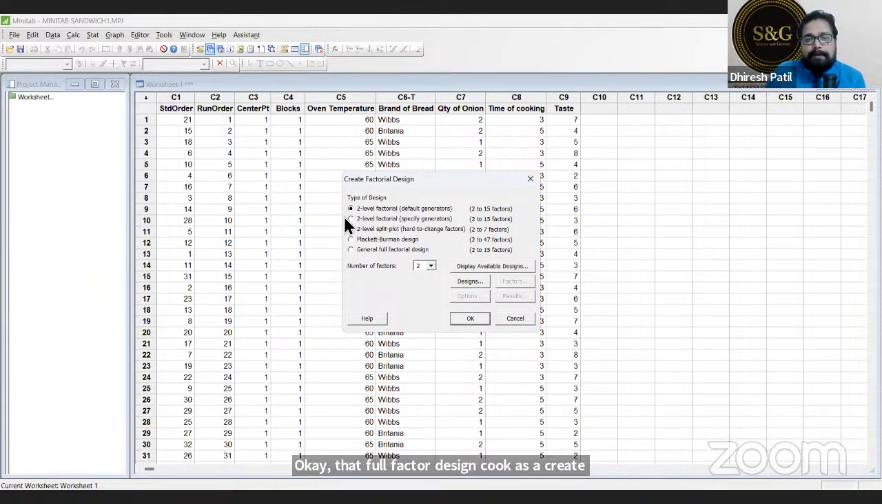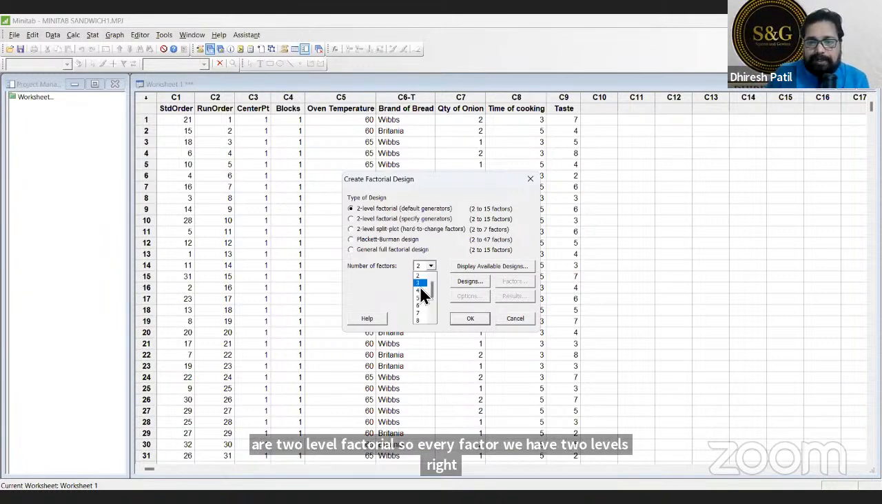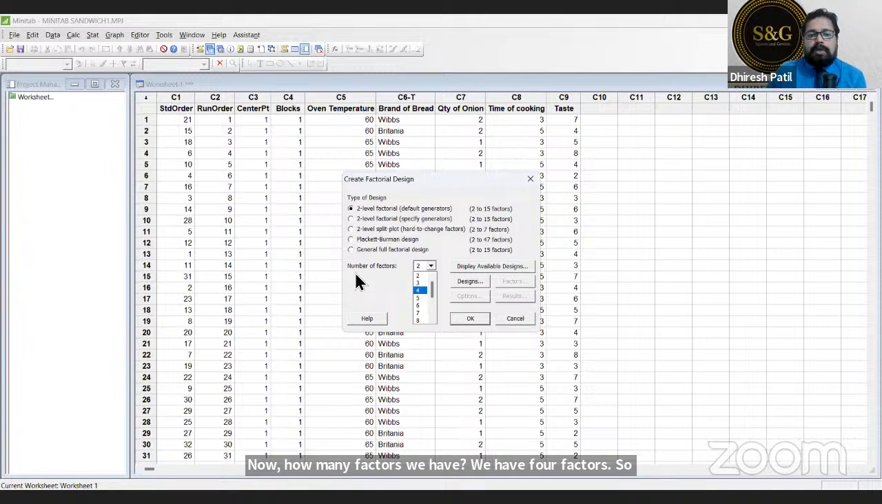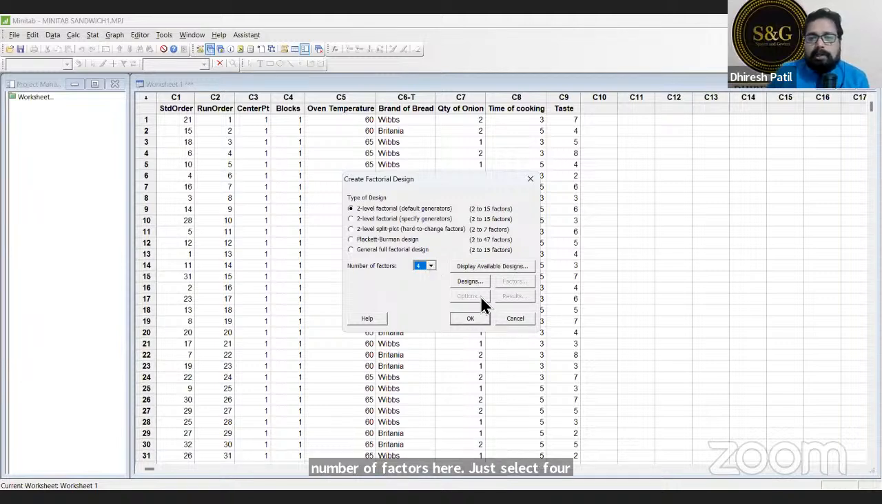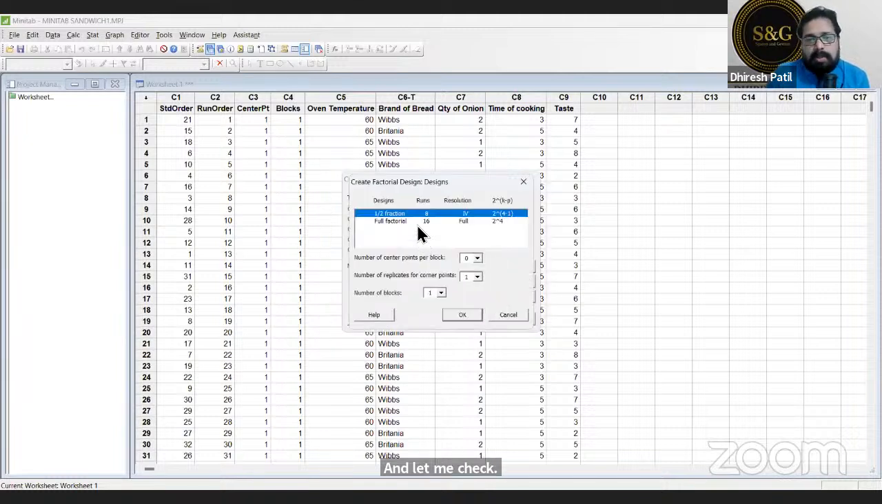So here there are 2-level factorials. So every factor we have 2 levels, right? Now how many factors do we have? We have 4 factors. So select 4 factors here, number of factors. Just select 4. All right. Let's go to Design and select full factorial design.